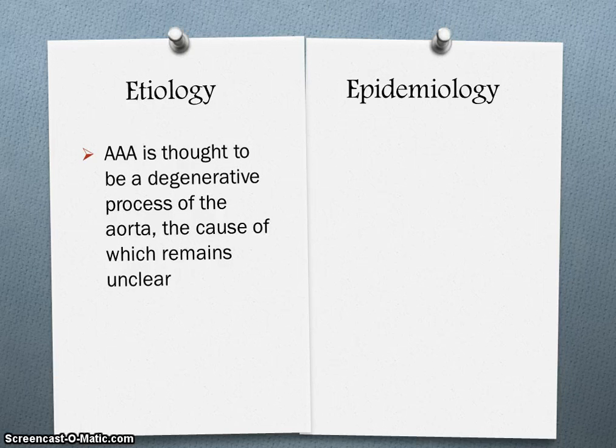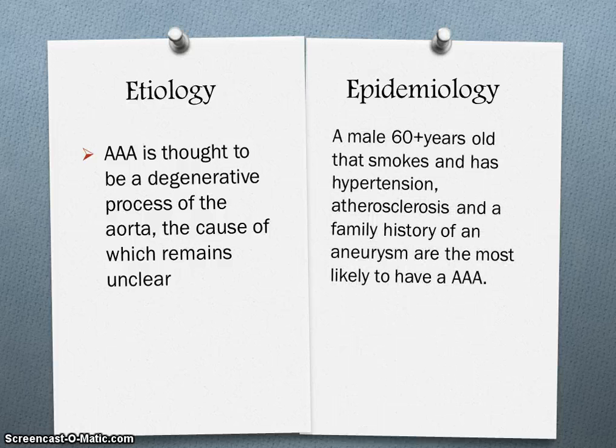The epidemiology: a male that is 60 years or older that smokes, has hypertension, atherosclerosis, and a family history of an aneurysm are the most likely to have a AAA. Some statistics that I found with AAAs: men are 4 to 5 times more likely to have a AAA than a female.